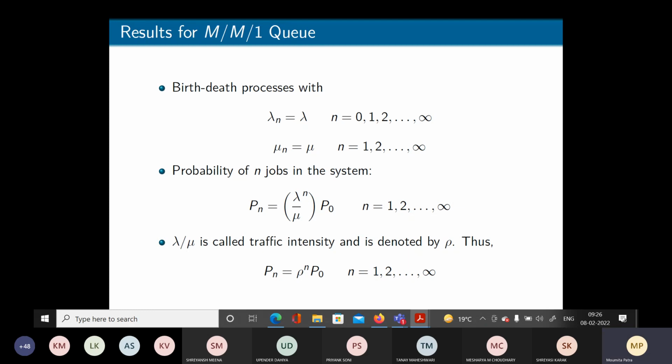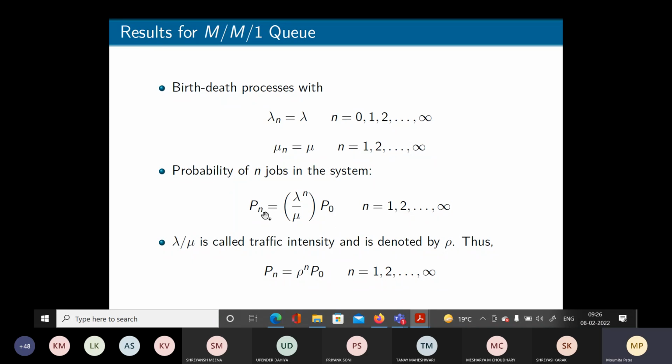So lambda n is equal to lambda and mu n is equal to mu for n equal to 0, 1, 2, and so on to infinity. So the probability that you have n jobs in the system, we have already derived this. This is wrong here, so the n will be outside. It is (lambda by mu) whole power n. So this is Pn is equal to (lambda by mu) whole power n times P0. This is a mistake here.